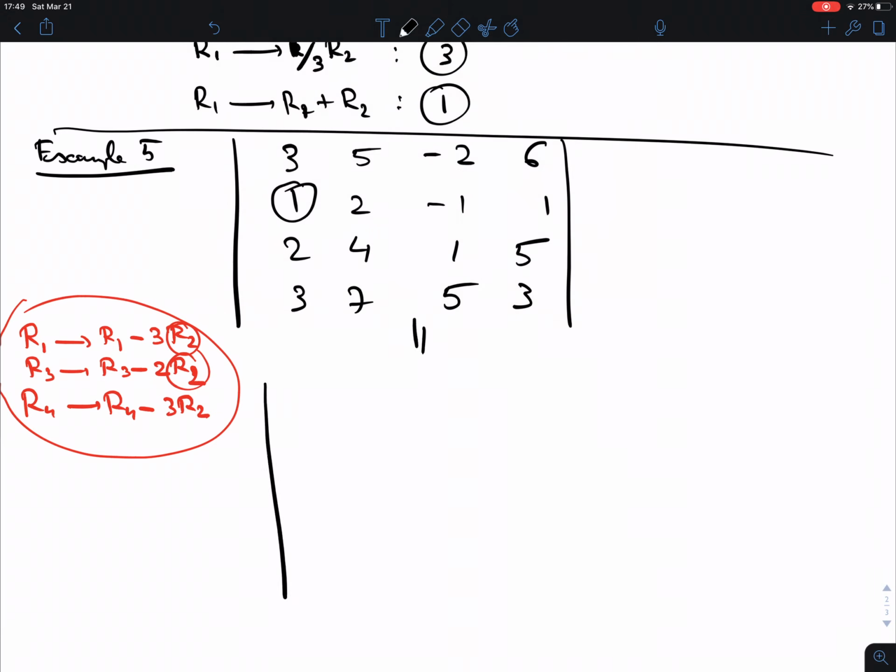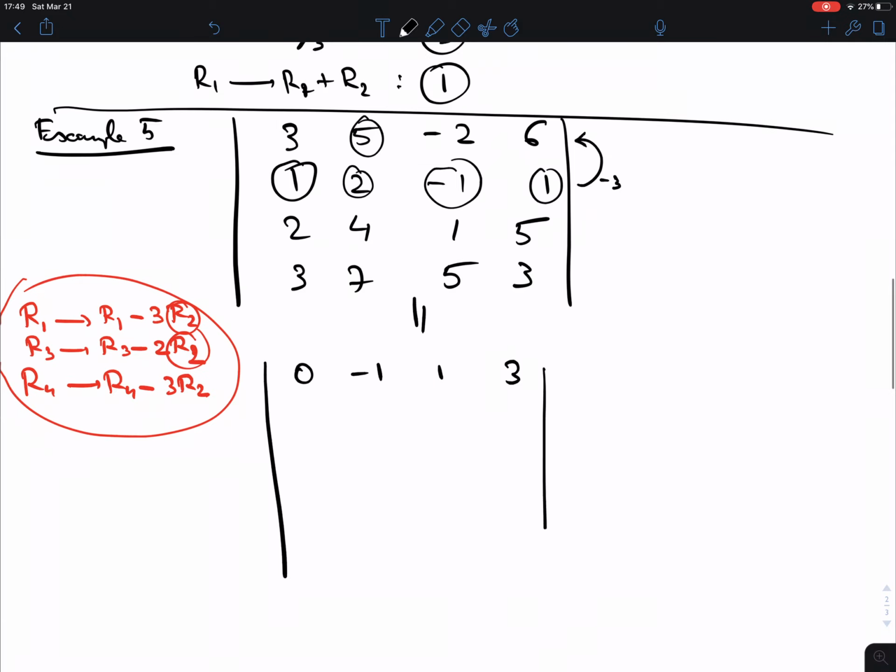Okay, so this times -3 plus that, so I get a 0 there. 2 minus 3, that's -6 plus 5 is -1. -3, that's 3 plus -2 is 1. -3 plus 6 is 3. The second row is the one that I'm working with, so nothing changes there. Now here, multiply this guy with -2 and add. So that would be a 0. That also gives me a 0. This is -2, that's 2 plus 1 is 3, and that is -2 plus 5 is also 3.